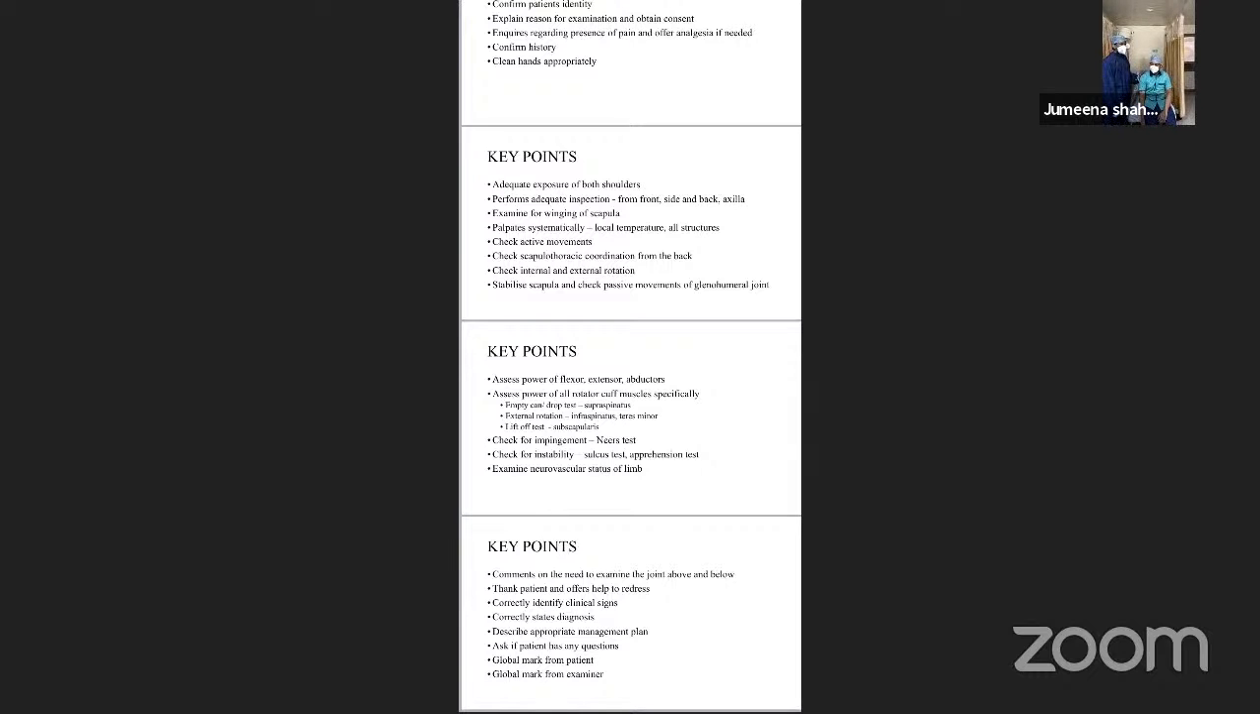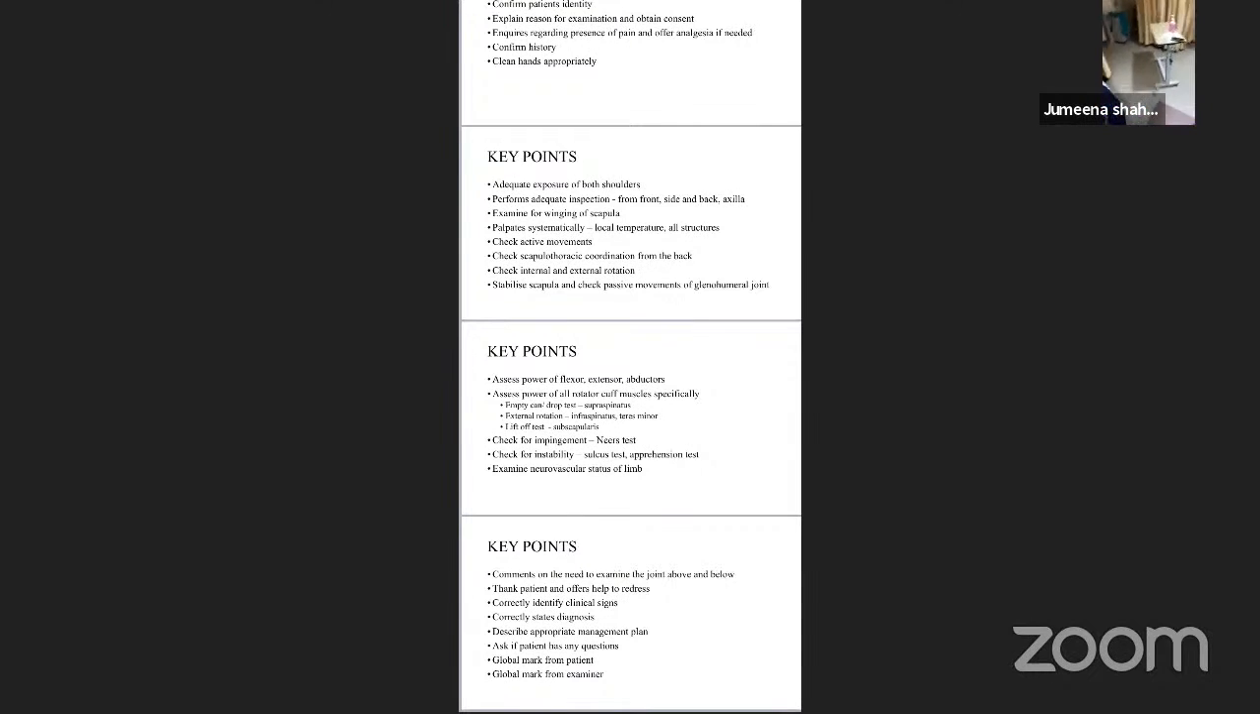Next thing is the apprehension test. That is for anterior dislocation. The patient's hand is held in abduction, and you are trying to push the hand out of the joint. During that time, if the patient gets apprehensive, and says that he feels his joint is getting out of its capsule, that suggests there is anterior joint laxity. That can be a sign of an anterior dislocation.